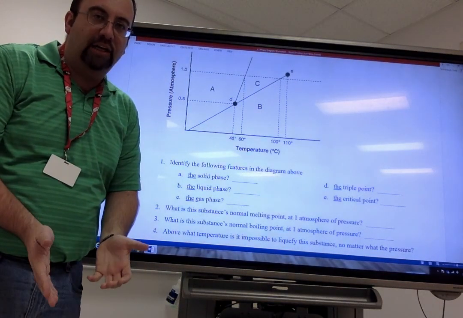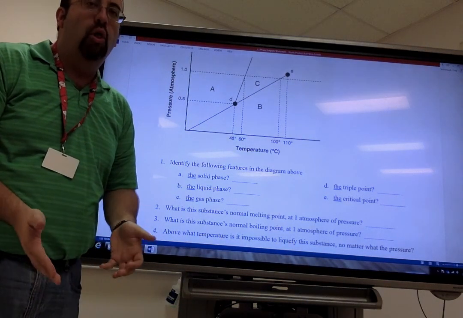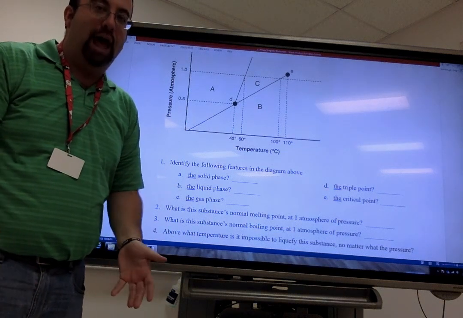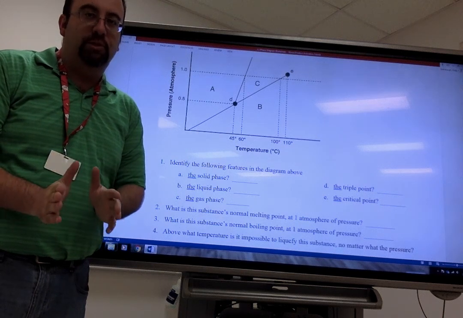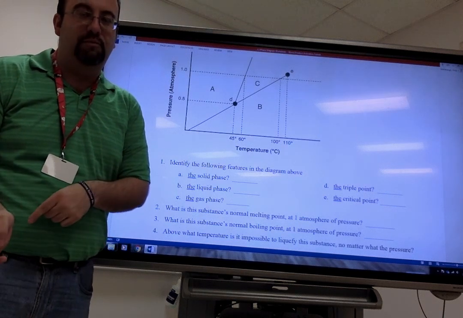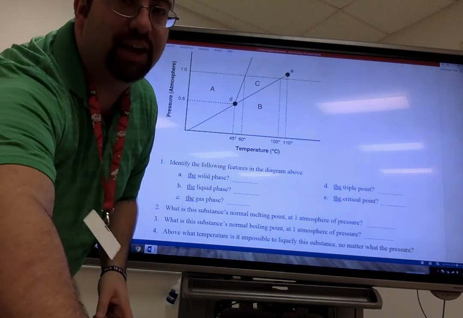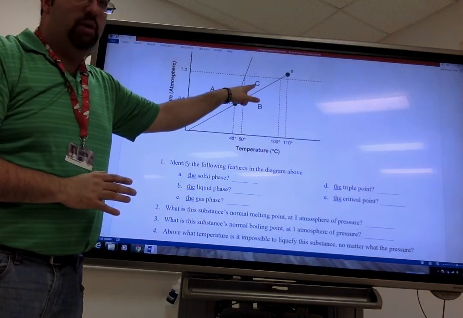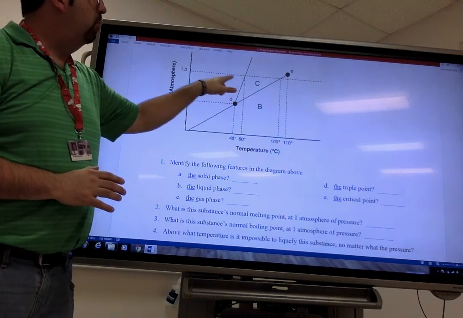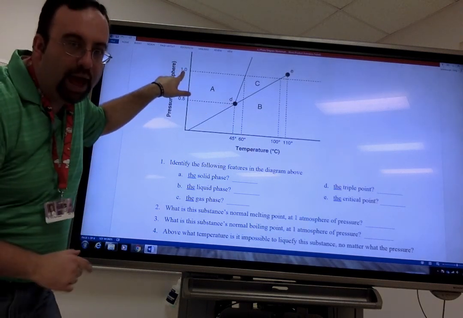Problem 3 is going to now ask, what is the substance's normal boiling point at 1 atmosphere? So it's the same idea. Remember again that in order for something to boil, we're going from the liquid phase to the gas phase. And so we're going to see then, C is our liquid, B is our gas. We're still up here at 1 atmosphere.